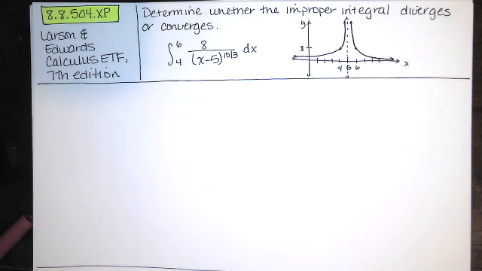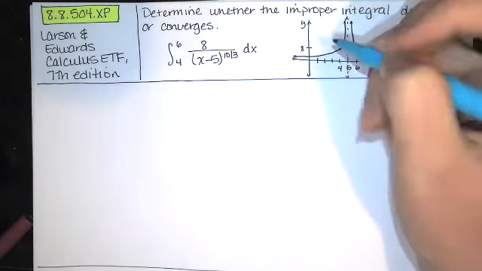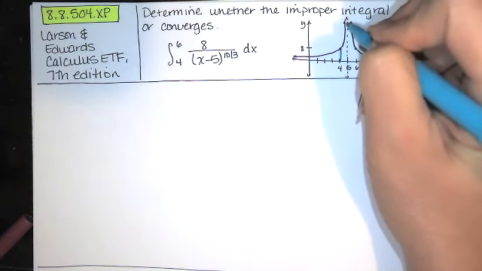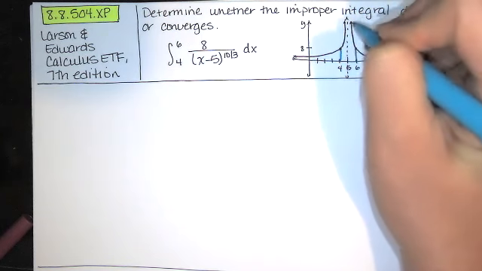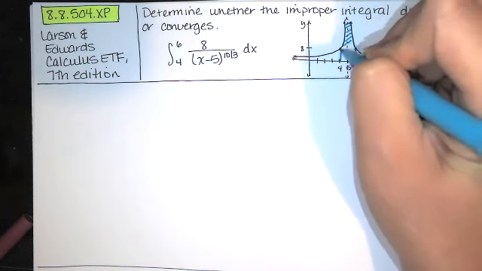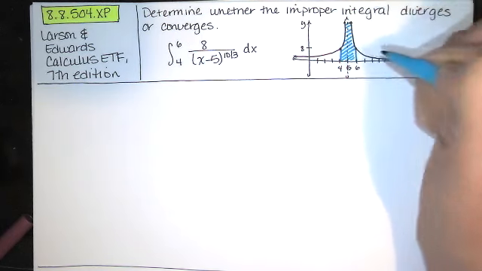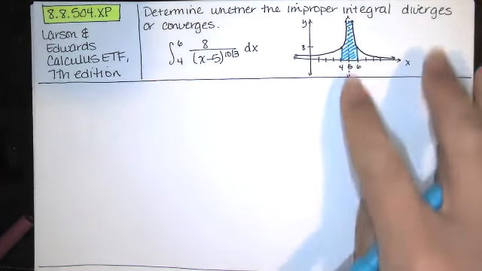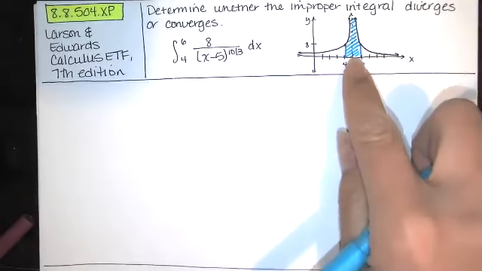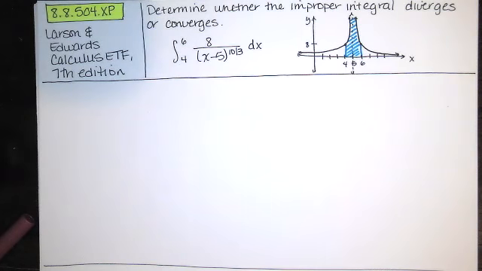So the question says, determine whether this integral converges or diverges. And so we're asking ourselves, this area in here, the area between x equals 4 and x equals 6, that area. Is it finite in some sense? In some limiting sense? Is that area under the curve equal to a finite number? And if it's not, it's probably going to be positive infinity because we can see that the function is above the x-axis the whole time.